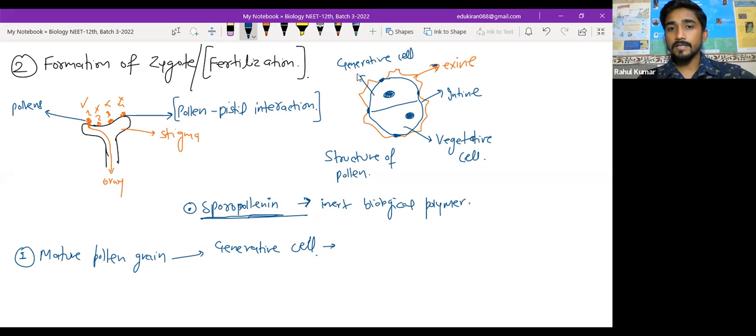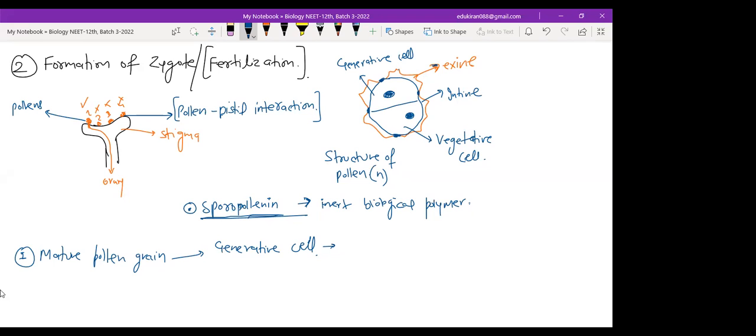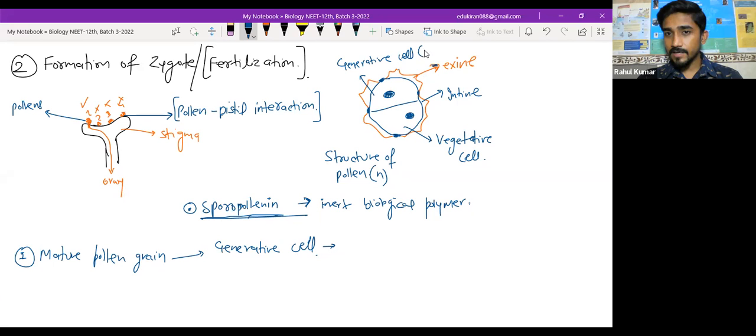Now, pollen grains are always haploid structures. They are N. Is it clear, everyone? Say yes or no. Pollen grains, because they are gametes, have to be haploid. Inside this, the generative cell is also haploid and the vegetative cell is also haploid. There are two haploid cells inside. Because there are two haploid cells inside, it does not make the structure diploid. No, it is still haploid.